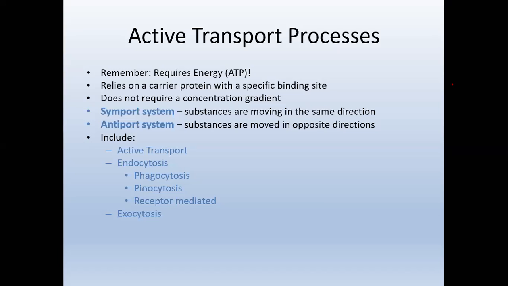Receptor mediated is where it's a lock and key. I have something that may need to come into the cell, but it has to activate a special secret passageway before it can. And then exocytosis is where we remove stuff from the cell. It could be toxins, waste, things that we've made that we have to get out into the world. So exocytosis is the removal of stuff from the cell.